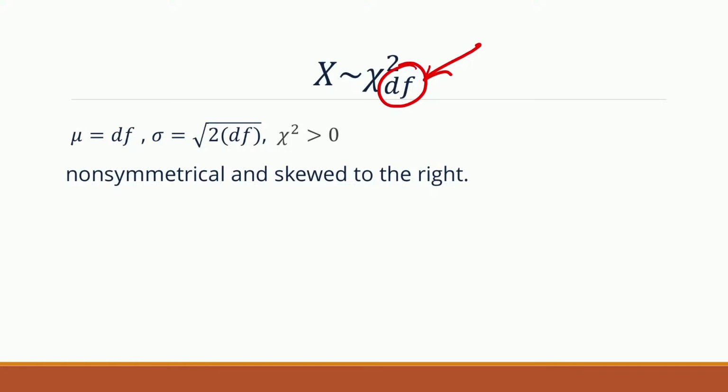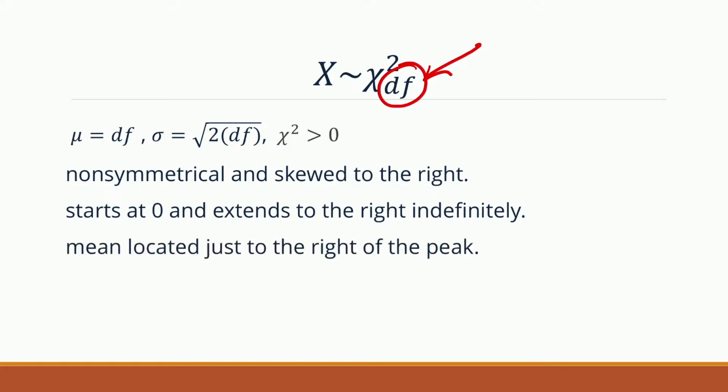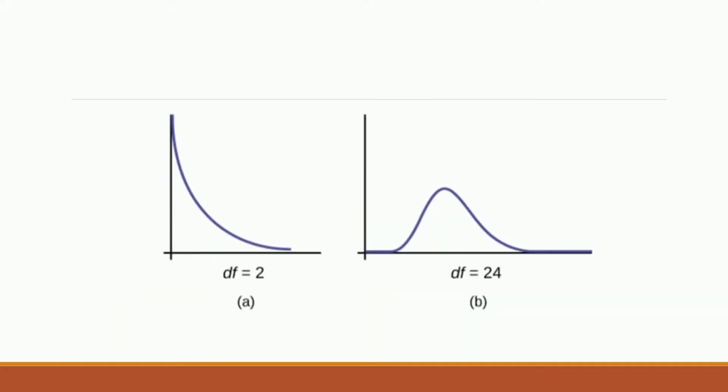Interestingly, the average of the chi-squared distribution is the degrees of freedom. The standard deviation is the square root of 2 times the degrees of freedom. We'll find out what that is in a minute. It's non-symmetric and skewed to the right. It starts at 0 and goes infinitely to the right. The mean is located just to the right of the peak, and the total area is 1. As you increase the degrees of freedom, the curves become more normal, which feels familiar in terms of the t distribution.